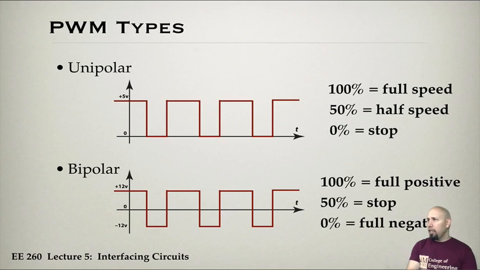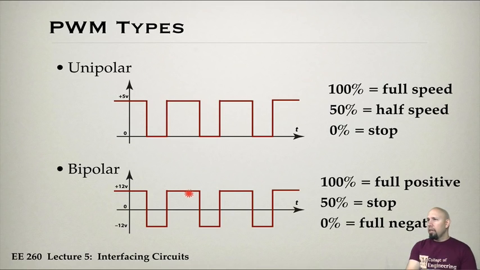So in the unipolar pulse width modulation, 100% basically corresponds to full speed on that motor. Or if we're talking about lighting an LED, it's 100% light. If you do 50% pulse width modulation, 50% duty cycle would correspond to half speed for a motor, and 0% would correspond to a stop.